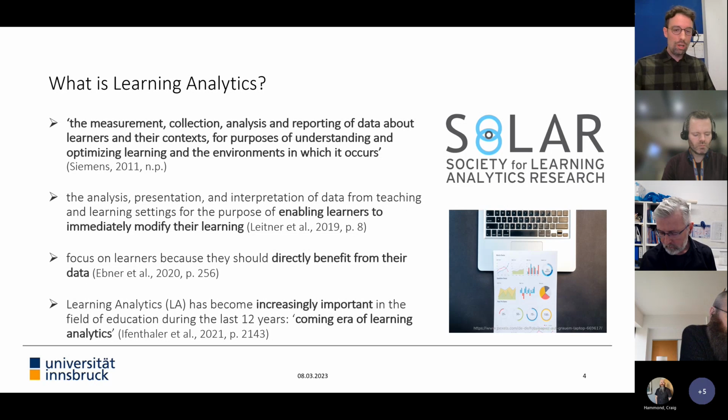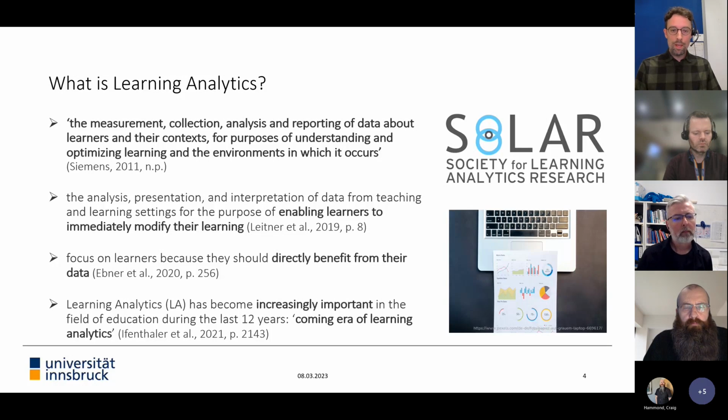And not only this white paper from the Forum New Media in Teaching, but also the huge amount of literature on learning analytics shows that this topic has become increasingly important in research and practice in the field of education. And some leading figures of this research community are even predicting a coming era of learning analytics.